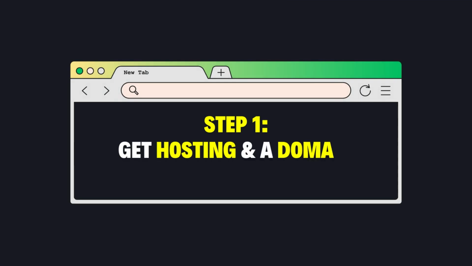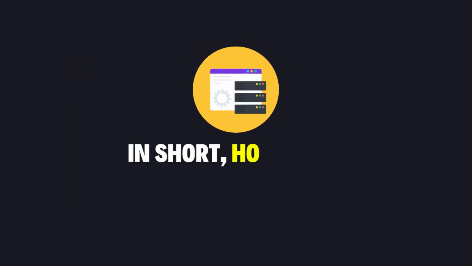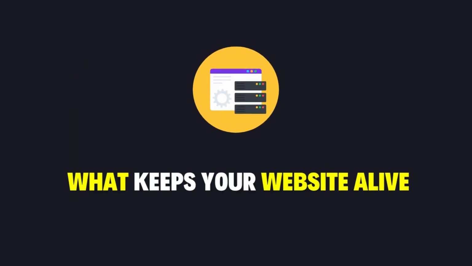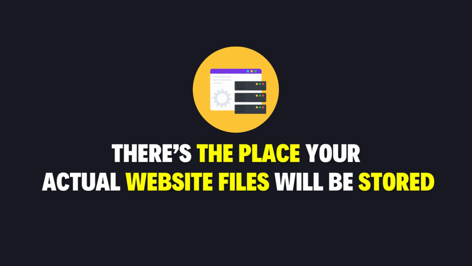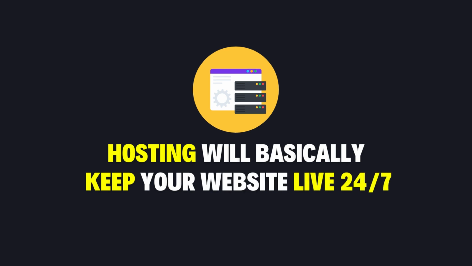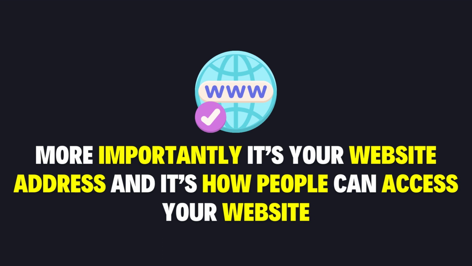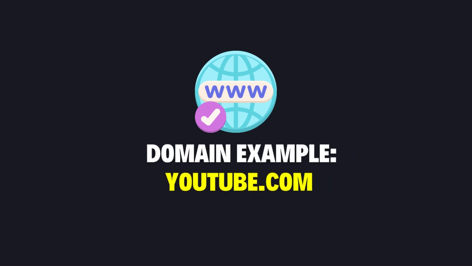Step 1 is to get hosting and a domain for your website, which are the most important things we need in order to be able to make and launch your website. So in short, hosting is what keeps your website alive. It's the place your actual website files will be stored, kind of where the website lives, and will basically keep your website live 24/7 so anyone can access it anywhere at any time. And the domain is the name of your website, and more importantly it's your website address, and it's how people can access your website. For example, youtube.com, it's a domain name.